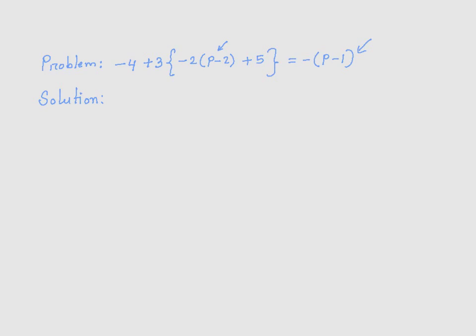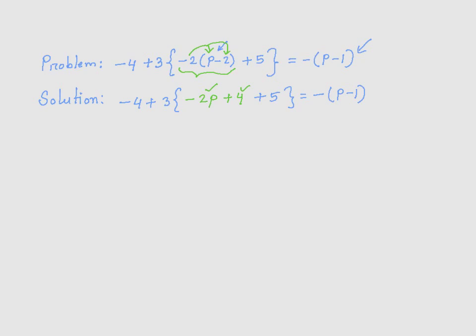expression with parenthesis using the distributive property, which will be this: -2 times open parenthesis P minus 2 close parenthesis. If we simplify this, we get the following. Note here, I use the distributive property to simplify. -2 times P is going to give me -2P, and then -2 times -2 gives me positive 2.